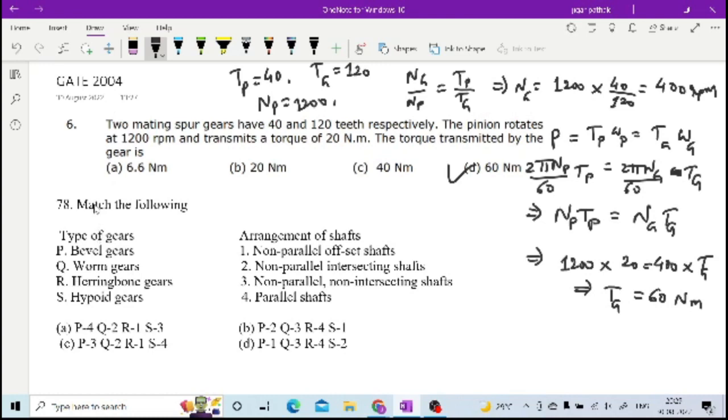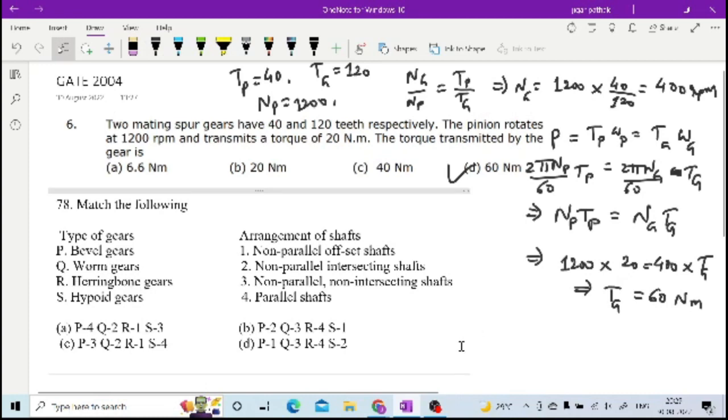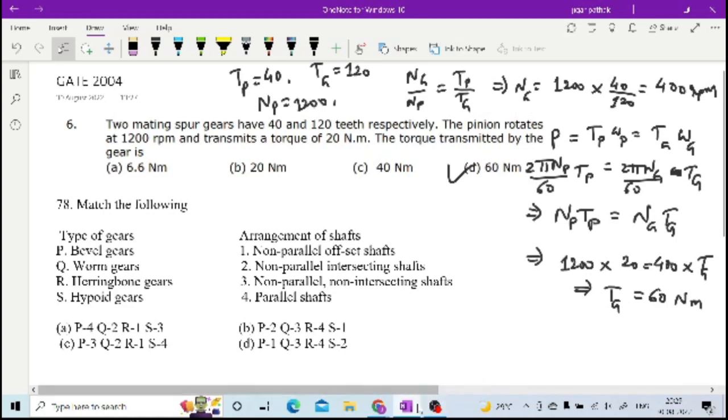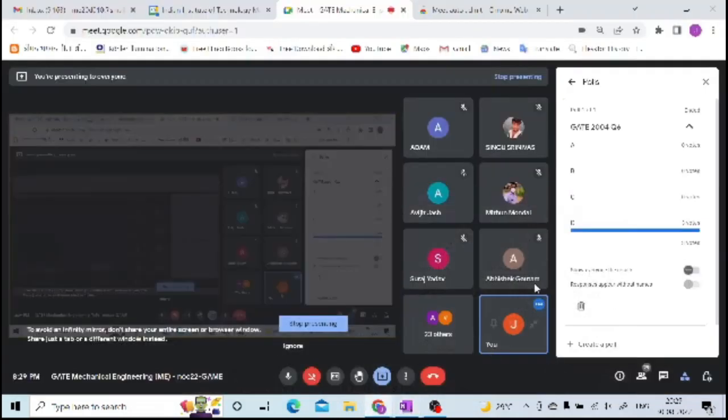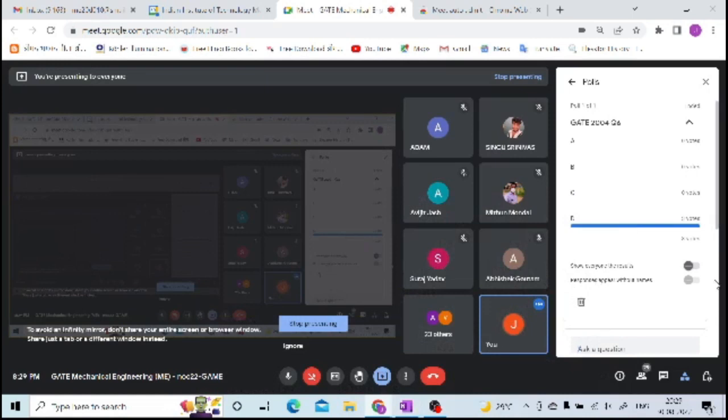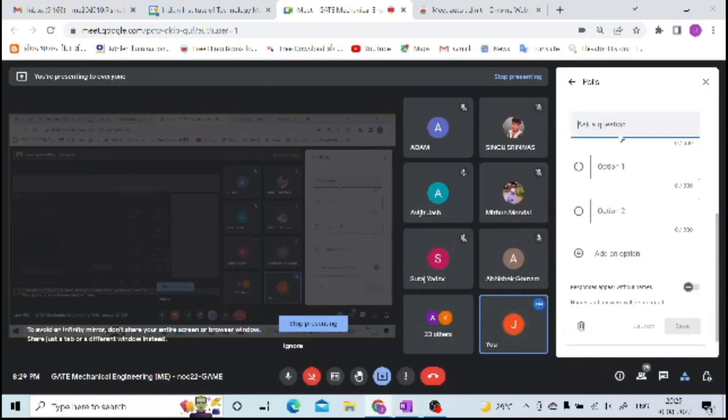Now can you try for the next one? This is easy. Yes, sir. So please try to answer this. Write ABCD in the chat box only. Or let me generate a poll. One second. I'm generating. Yes, P is the correct answer. Somebody has written it correctly.